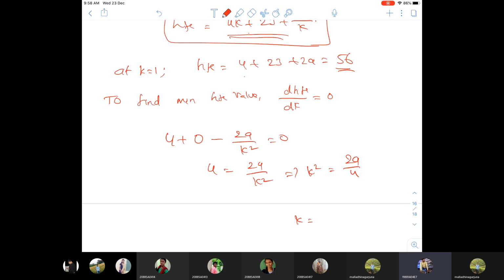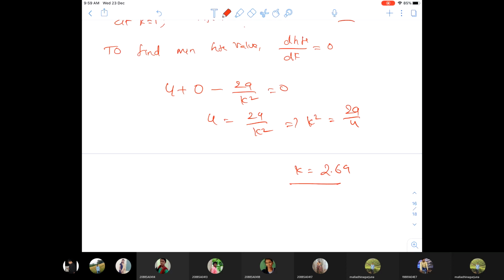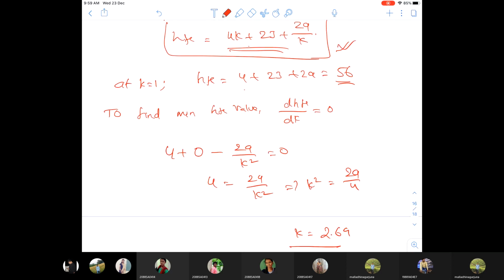k equals root of 29 by 2, the value is 2.69. Okay, 2.69. So now substitute k in this equation, substitute k in the HFE equation.